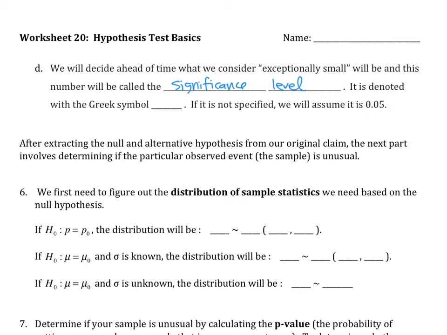It is denoted with the Greek symbol alpha. If it is not specified, we'll assume it is 0.05, which is basically 5%. So usually anything less than 5%, we're going to say it's unusual. But from now on, each question will specify, maybe 3%: anything less than 3% is unusual. So they'll give you this number. This number alpha, the significance level, will be given. If it's not given, we'll just take 5% as a default.